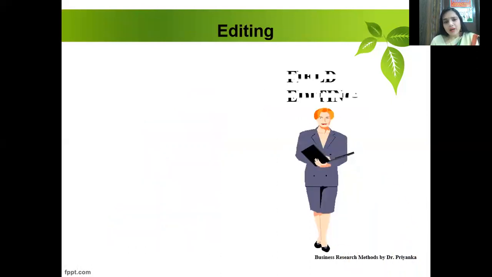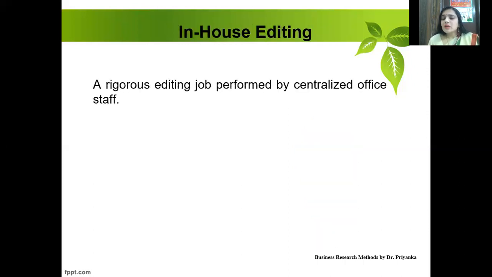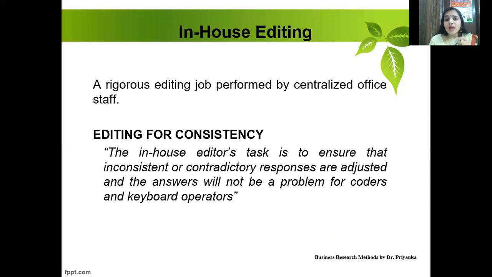Editing can be divided in two parts. One is field editing, another one is in-house editing. And both of them are very important. Most of the time both of them are done when research is conducted by a research agency. In-house editing is a rigorous editing job performed by centralized office staff. You have the whole staff and they will be doing the job for you. For example, editing for consistency. The in-house editor's task is to ensure that inconsistent or contradictory responses are adjusted and the answers will not be a problem for coders and keyboard operators.